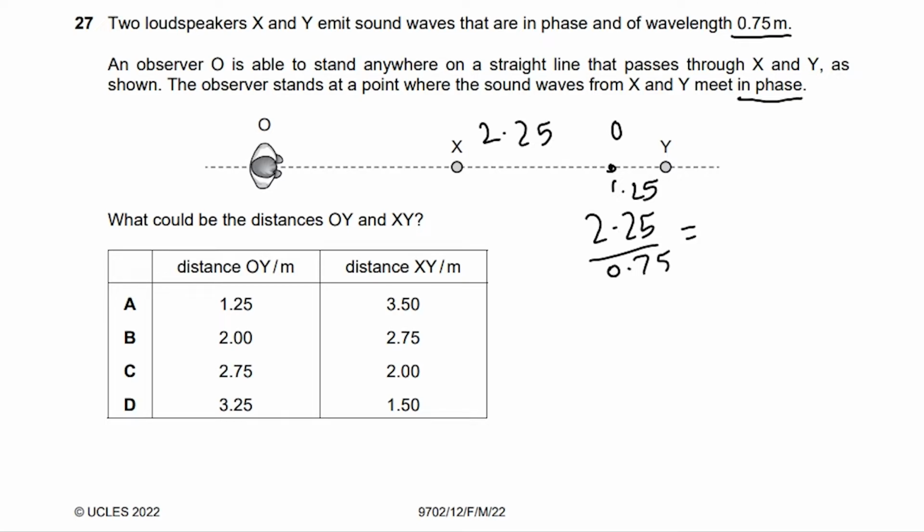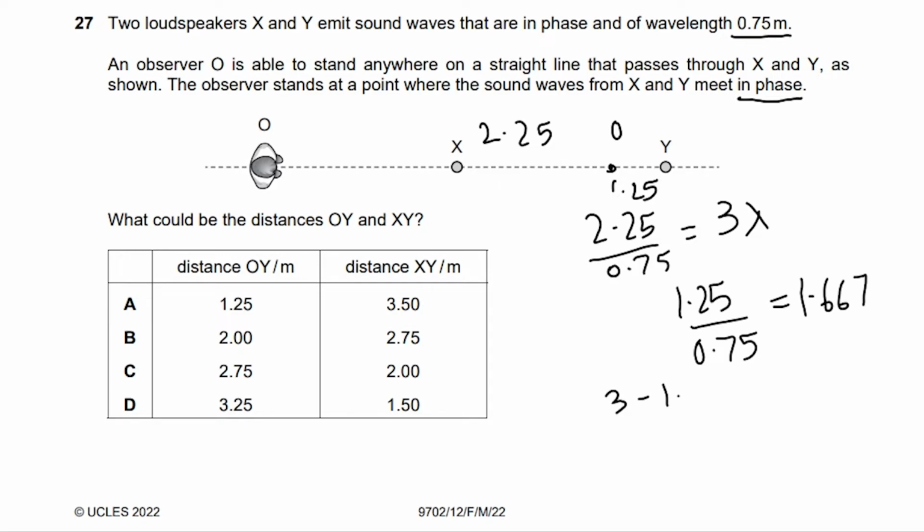To calculate the path difference in terms of wavelength, we divide 2.25 by 0.75 and we get the answer 3 wavelengths, and then we divide 1.25 by 0.75. We get the answer 1.667 wavelengths. So if you subtract 1.667 from 3 wavelengths, you will get the answer 1.333 lambda, which is not a whole number of wavelengths. So A can't be the answer, as the path difference is not a whole number of wavelengths.